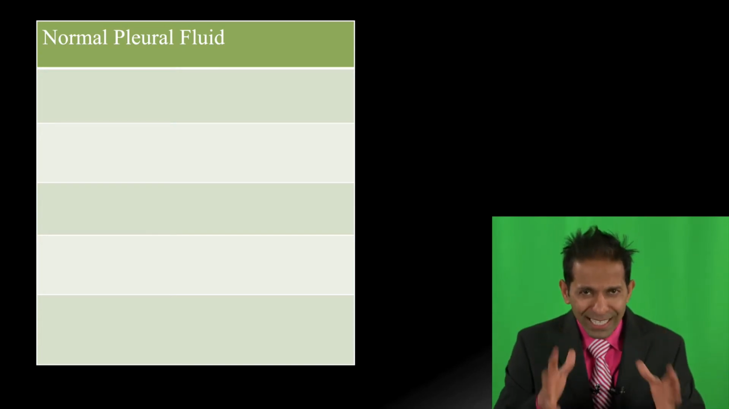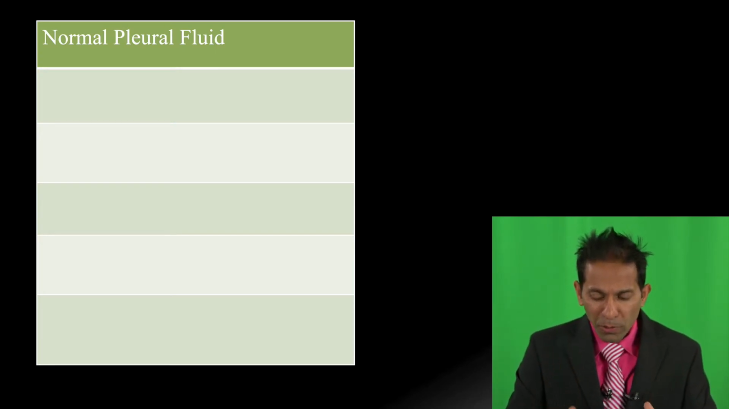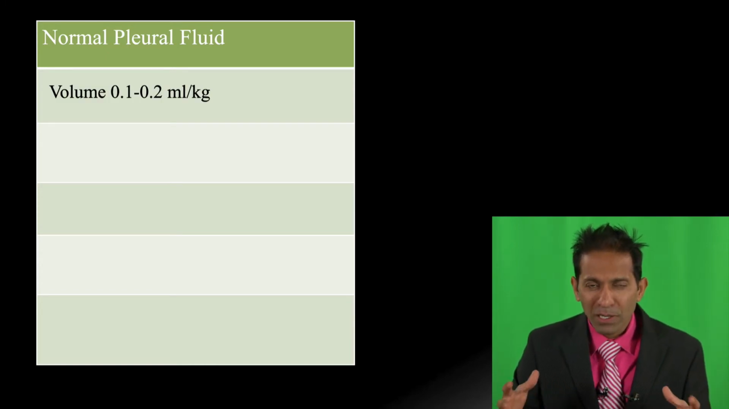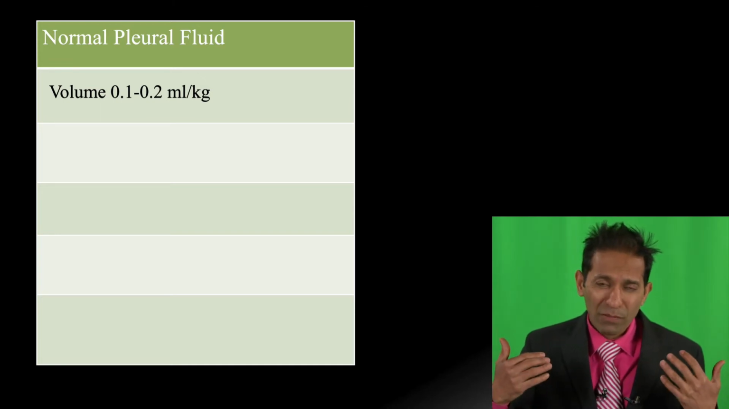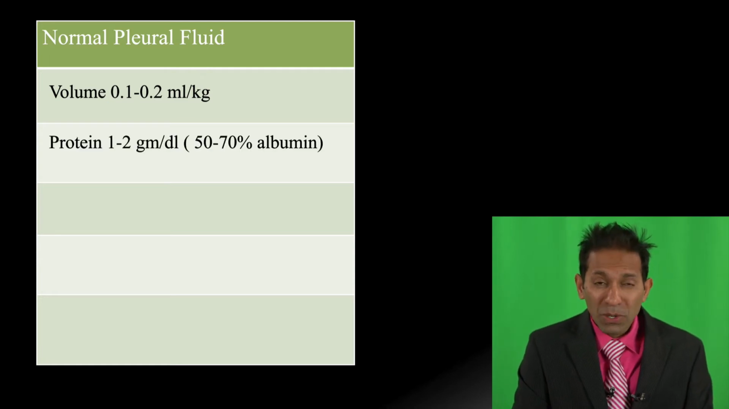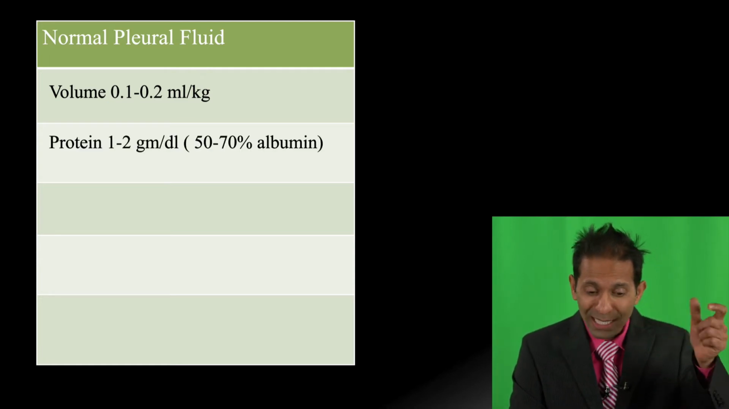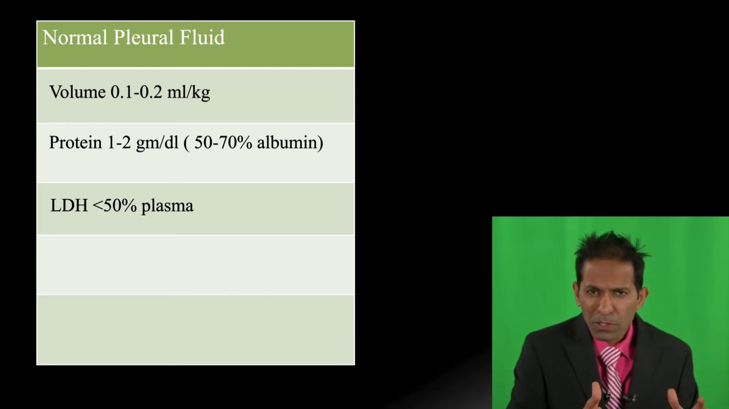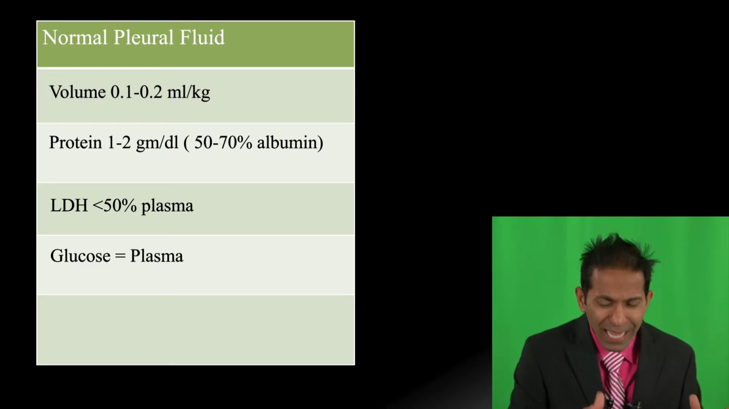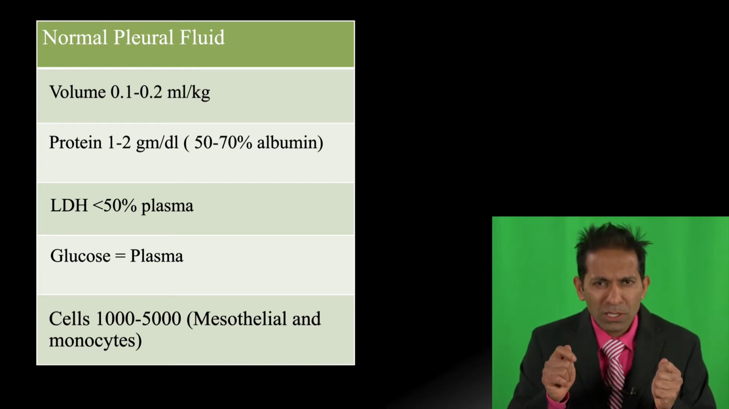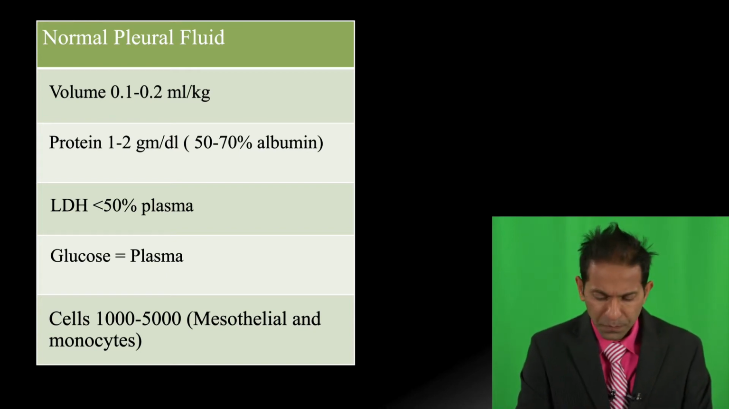So before we discuss Light's criteria, let's talk about normal pleural fluid. In a normal person, 0.1 to 0.2 ml per kg of pleural fluid can be seen. So if you have a 100 kg person, they can have up to 10 ml of pleural fluid. Protein is typically 1 to 2 grams, which is very low compared to serum protein, which is almost 7 to 8. LDH is less than 50% of plasma. Glucose is the same as plasma, and cell count is 1000 to 5000. And typically they're mesothelial or monocyte predominant. So it is very important to remember normal pleural fluid.